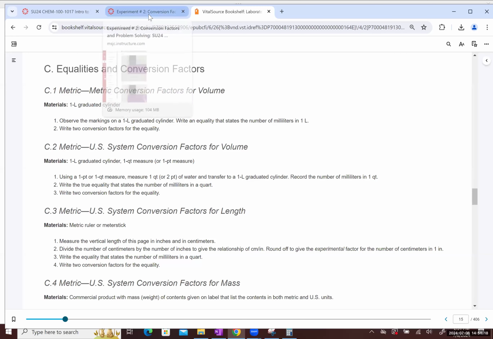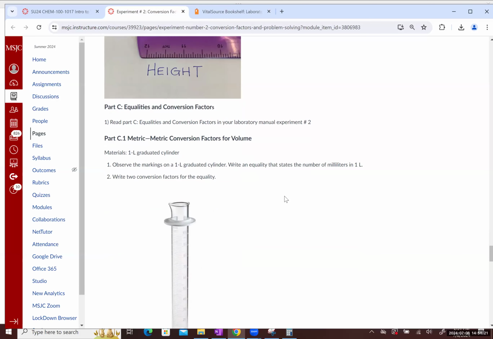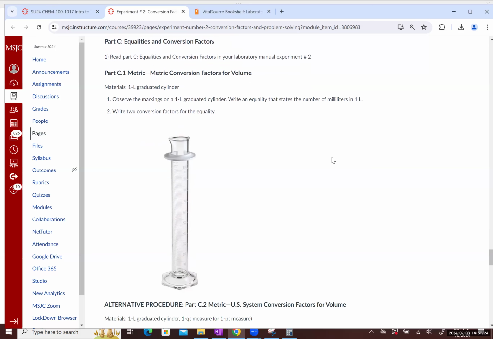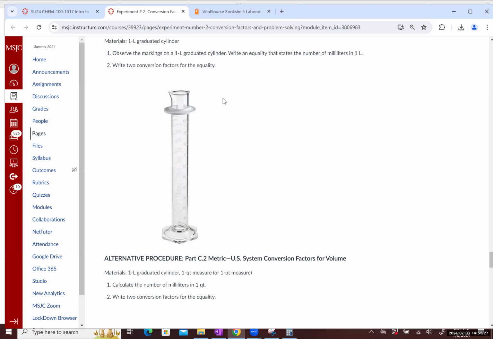Okay, so to observe a graduated cylinder, we're going to go to part C1, and here we have a graduated cylinder. This is a 1 liter graduated cylinder, and here are the markings. So let's take some measurements now. We see that in this 1 liter graduated cylinder, the 1 liter mark also corresponds to 1,000 milliliters. So here we have an equality, and we can write it in the form of a conversion factor. So let's do just that.